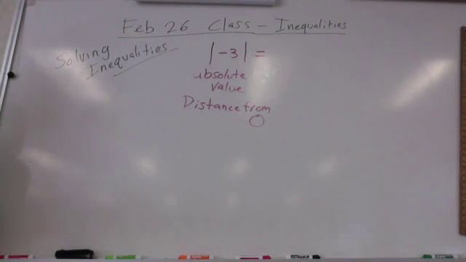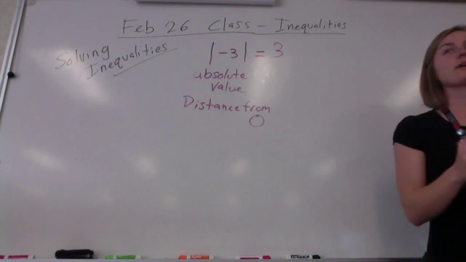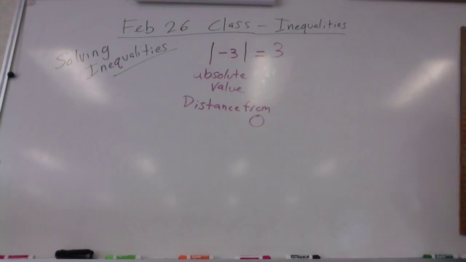But what most people remember is make it positive. That's normally the general thing. If it's positive, you keep it positive. If it's negative, you make it positive. So say it equals 3 spaces from 0, because negative 3 is 3 spaces away from 0. It can't be negative, because you're saying how far away it is from something.